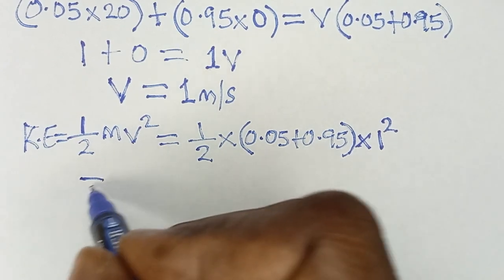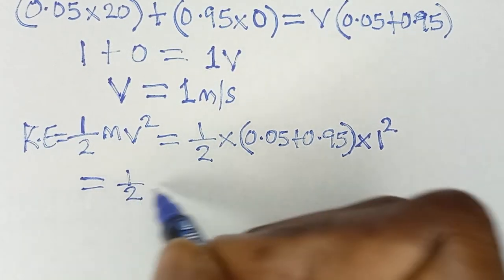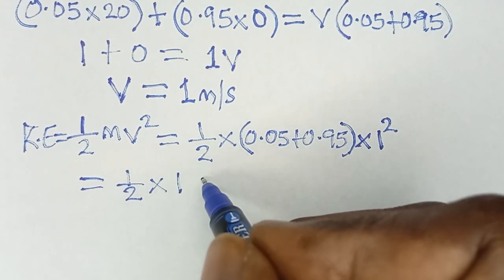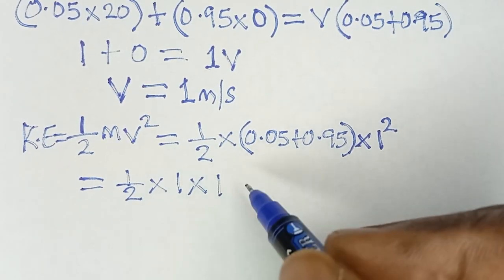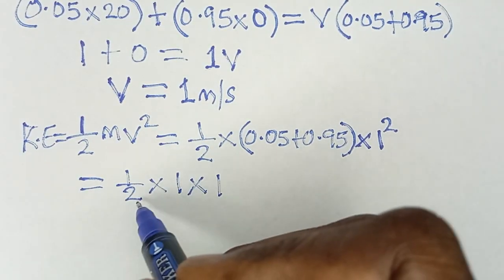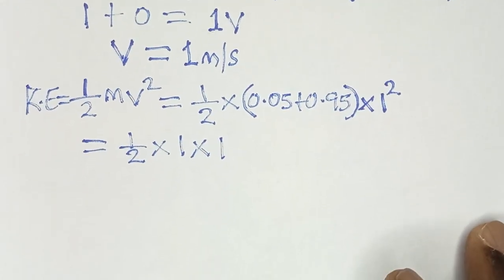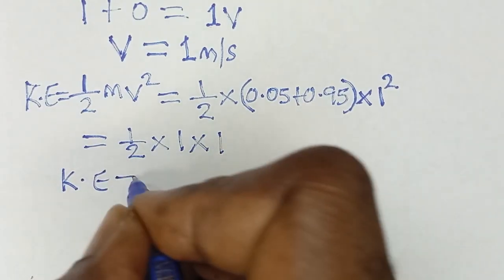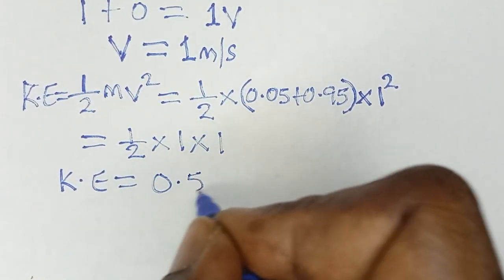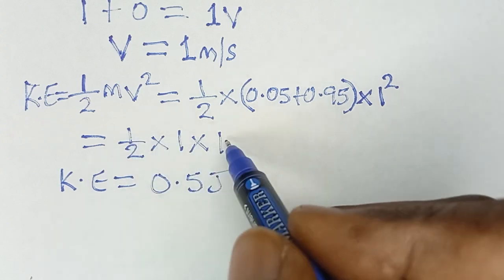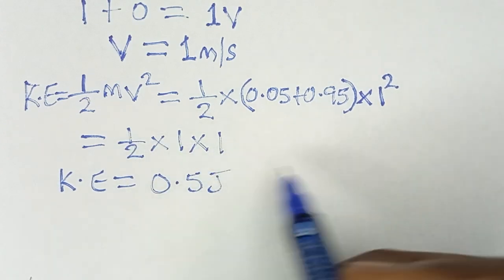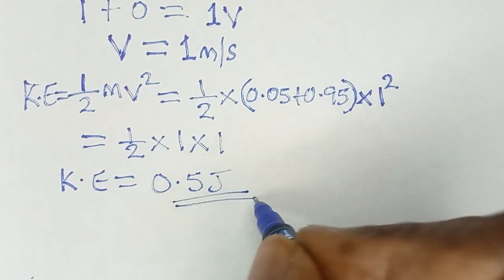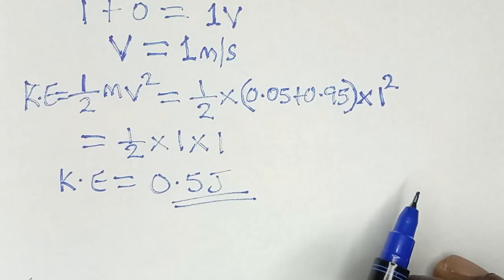So that will be equal to 1/2 multiplied by 0.05 plus 0.95, which will give us 1. And then multiply by 1 squared, which is 1. So by the time we say 1 multiplied by 1 divided by 2, we are going to get its kinetic energy now as they move together. So the kinetic energy of the block will be 0.5 joules. When we multiply 1 times 1 times 1 divided by 2, it gives us 0.5 joules. And this is the value for the kinetic energy of the block.